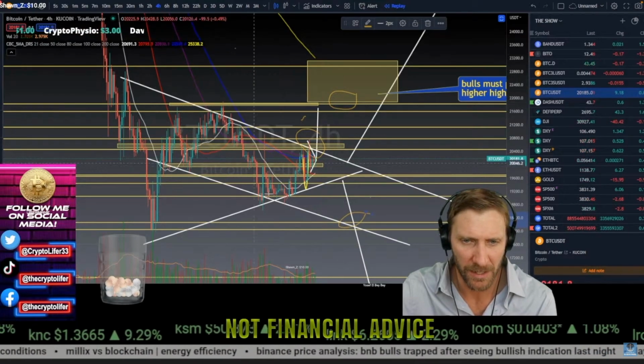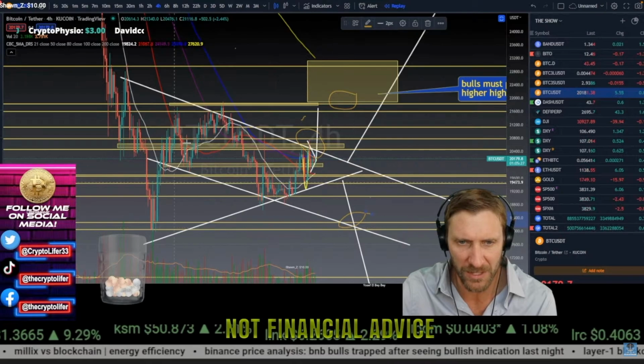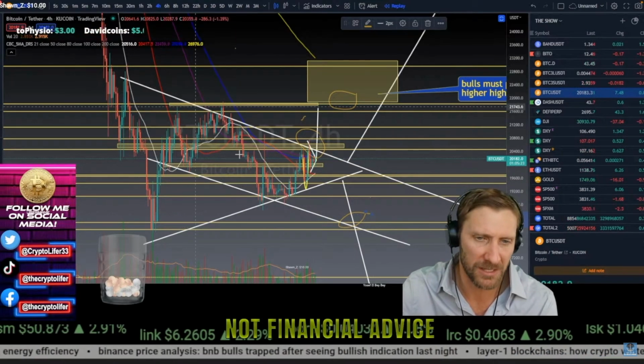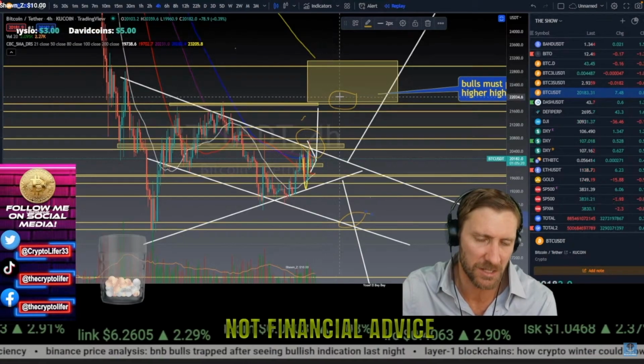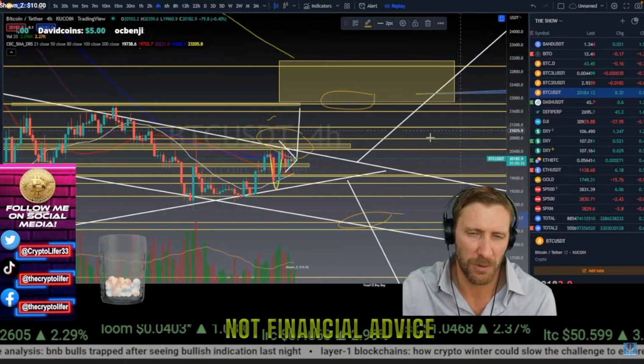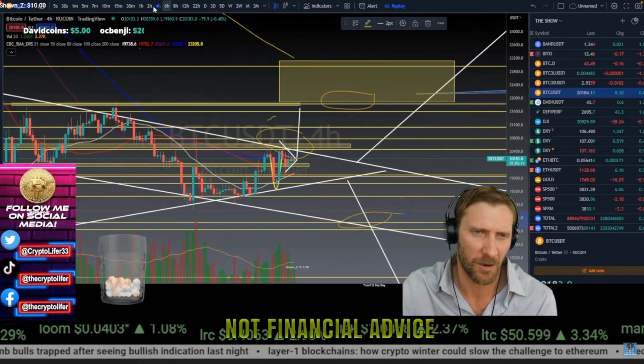Look, low, high, lower low, lower high, lower low. You're in this downtrend now. You see? So your hope to break this downtrend is you make a higher high in this box. That's it. See how simple this is? Once you break it down and see it for what it is, all right?